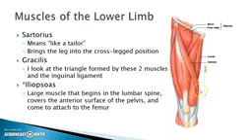And it actually means like a tailor, and the cross-legged position is sometimes called tailor sitting, because the idea was that to make your leg go into that cross-legged position, a tailor would have sat in that cross-legged position to make their clothing. So that's why it's called the sartorius muscle.